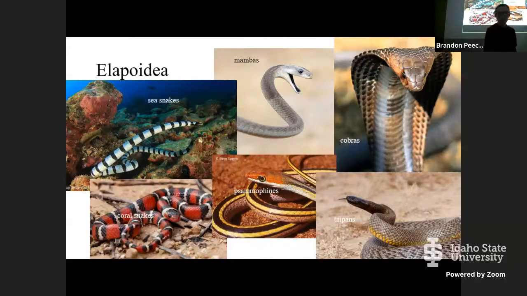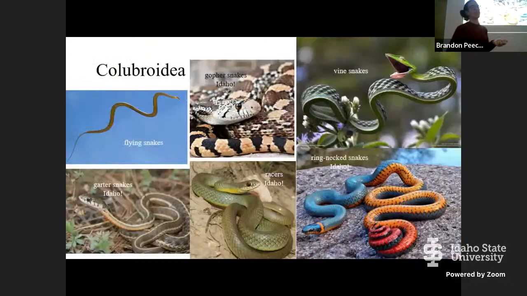Okay, we're almost done here. Here's the last group of snakes. Please remember, there are 3,600 snake species. 2,200 of them, two-thirds, are in this next slide. And almost all of our Idaho snakes are colubroids, colubers. So there's a bunch of Idaho snakes and then some other fun ones.